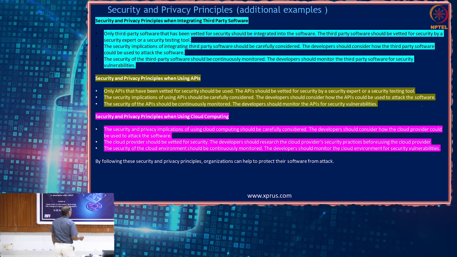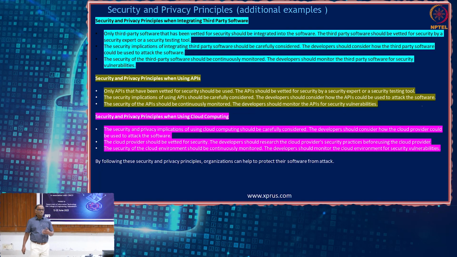Again, what are the best practices when integrating with third-party software? I want to integrate Facebook into my application. I want to incorporate Instagram, or an instant messenger, or any other application. So at that stage, what should be my best practices to be followed? Privacy principles when using APIs. When I am trying to use the API of any other third-party vendor, what should be my best practices?